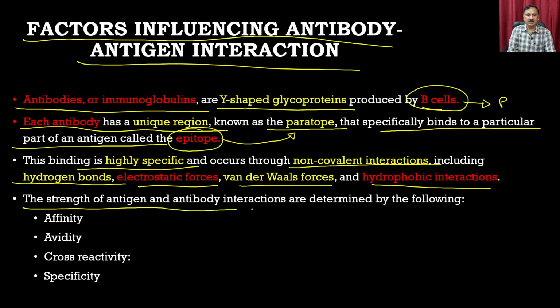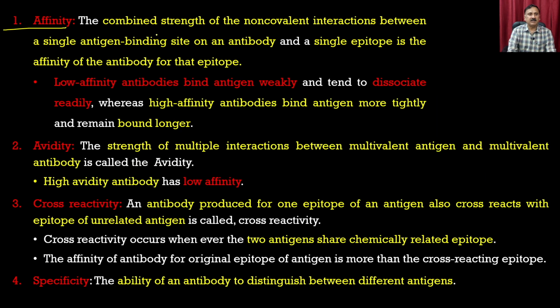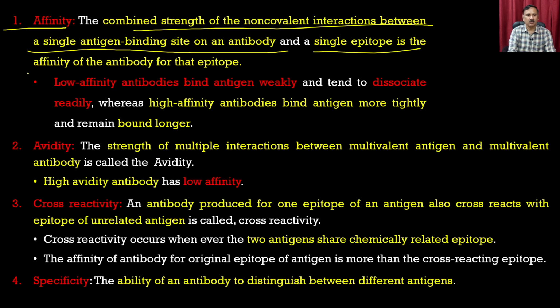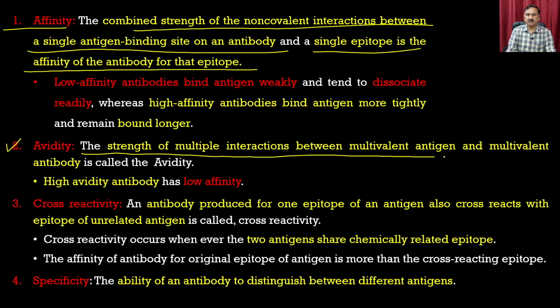The strength of the antigen and antibody interaction is determined by the affinity, avidity, cross-reactivity, and the specificity. So, the affinity is the combined strength of the non-covalent interaction between a single antigen binding site of an antibody and a single epitope, the affinity of the antibody for that particular epitope. Then the avidity is the strength of the multiple interactions between the multivalent antigen and the multivalent antibody. High avidity antibodies are going to have low affinity.